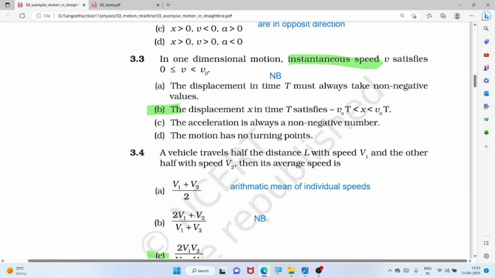In one dimensional motion, instantaneous speed v satisfies this. Question number 3.